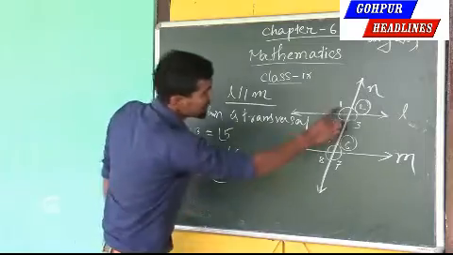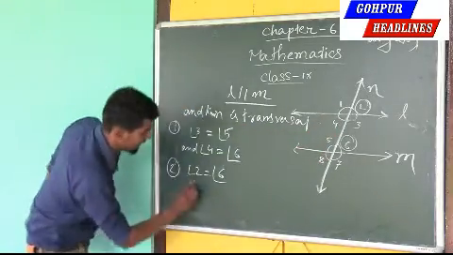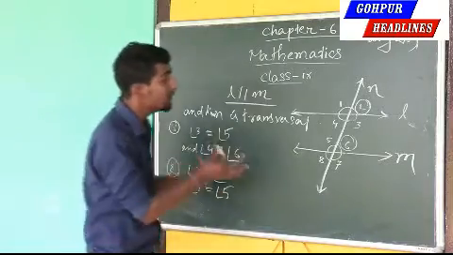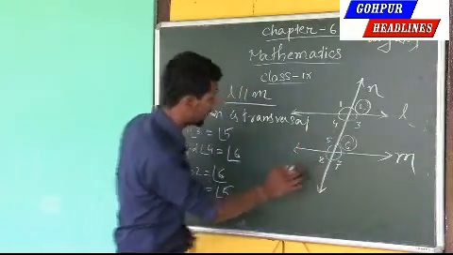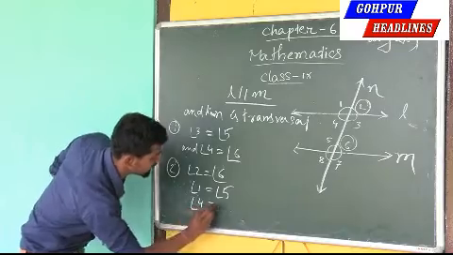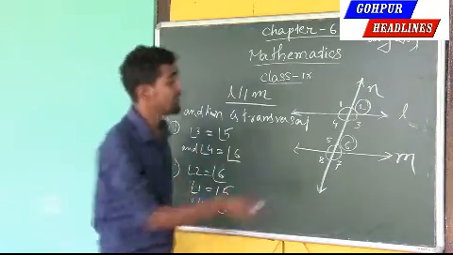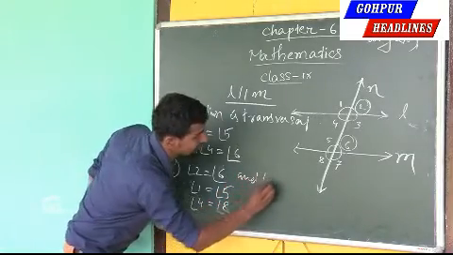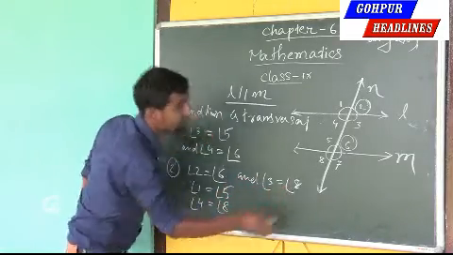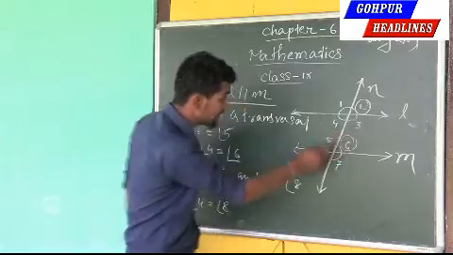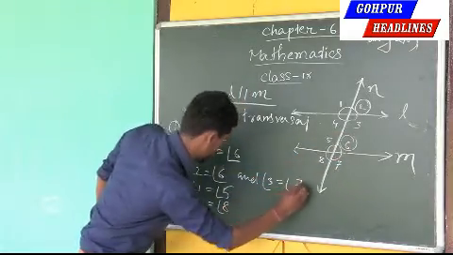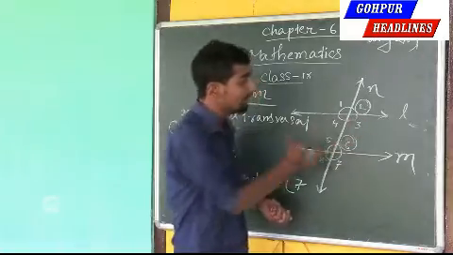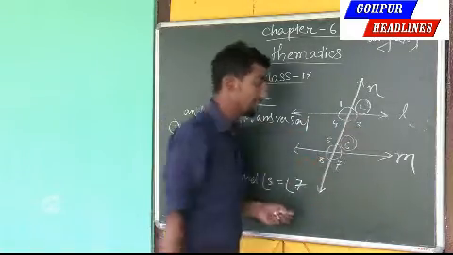And again, angle 1 is equal to angle 5, angle 4 is equal to angle 8, and angle 3 is equal to angle 7. So corresponding angles are equal when these two lines are parallel.